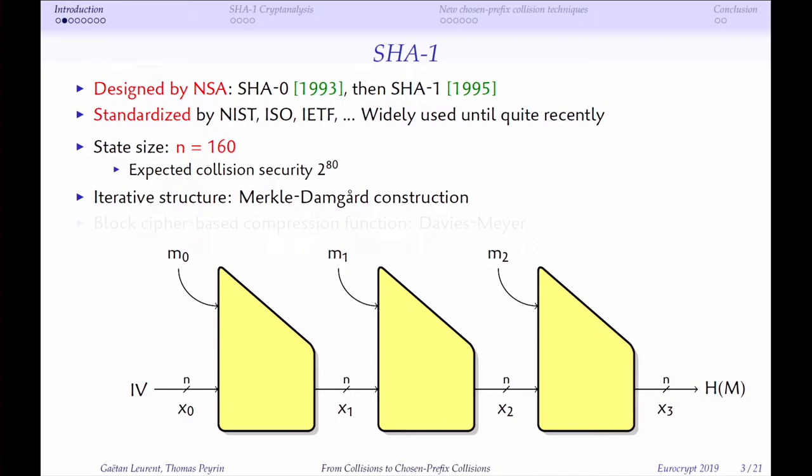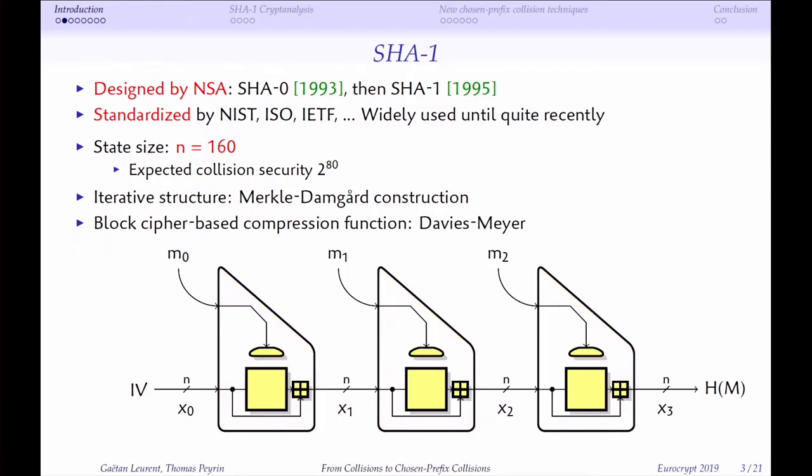If you look at how it's built, it follows an iterative construction. So you have an internal state, x here, which is 160 bits. You start with some fixed value that we call the IV, and then you cut your message into blocks, m0, m1, m2, and you process them one by one. So you have this compression function that takes the message block, the current state, and gives you the next state.